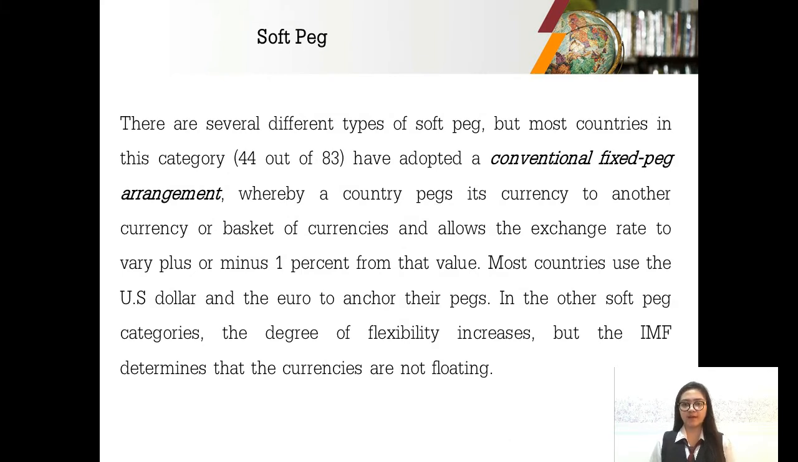Next is the soft peg. There are several different types of soft peg, but most countries in this category, 44 out of 83, have adopted a conventional fixed peg agreement, whereby a country pegs its currency to another currency or basket of currencies and allows the exchange rate to vary plus or minus 1% from that value. Most countries use the US dollar and the euro to anchor their pegs. In the other soft peg categories, the degree of flexibility increases, but the IMF determines that the currencies are not floating.